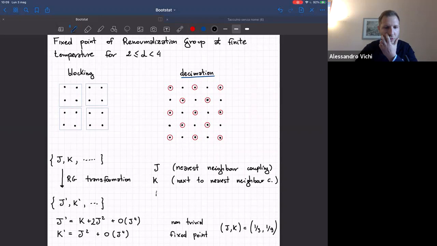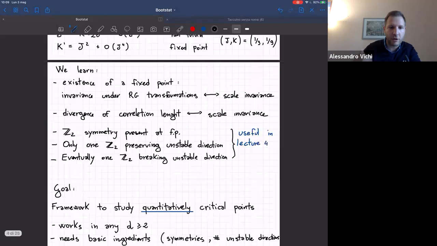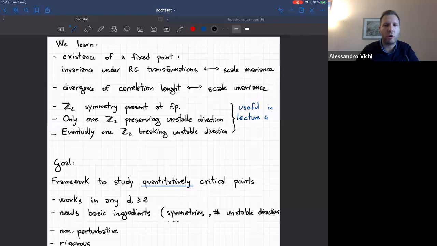And then already at this level, you discover that there is a fixed point of this transformation that in this case corresponds to setting these couplings to 1/3 and 1/9. And so when you have a fixed point, it means that by making further steps of the renormalization group, you don't change your Hamiltonian.